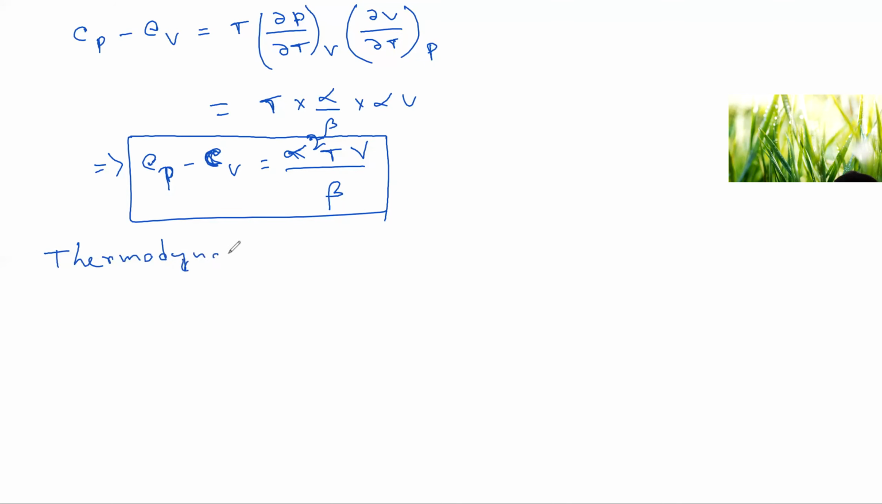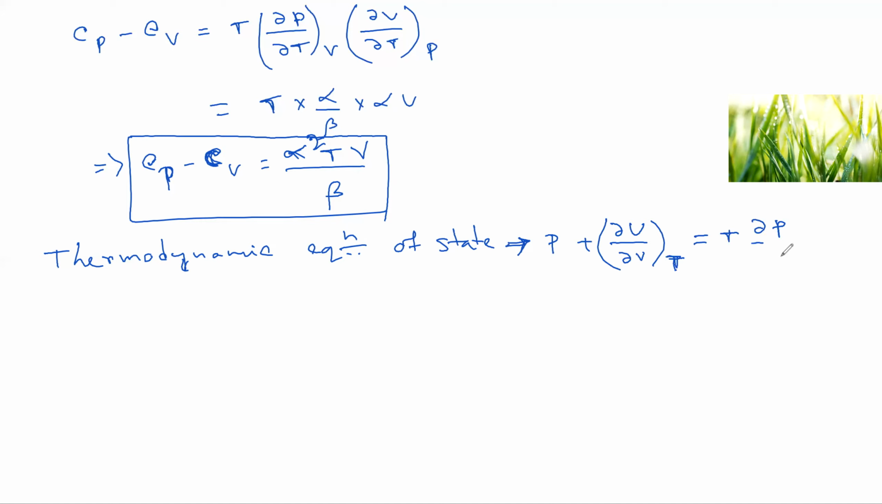Thermodynamic equation of state. There are many thermodynamic equations of state. I'm just writing one of them. So this is P plus (del U/del V) at constant T is equal to T (del P/del T) at constant volume. This is one of the thermodynamic equations of state.